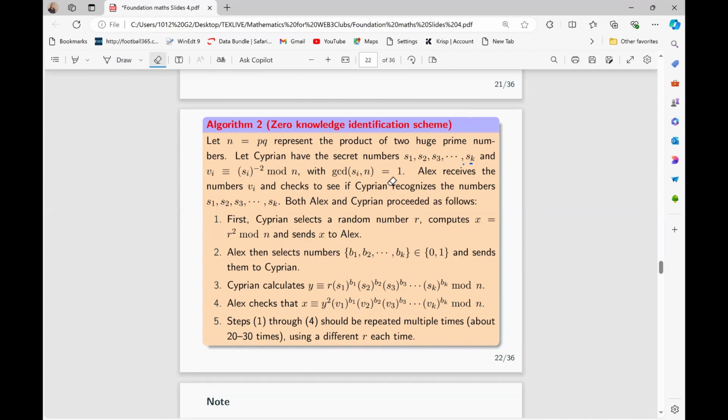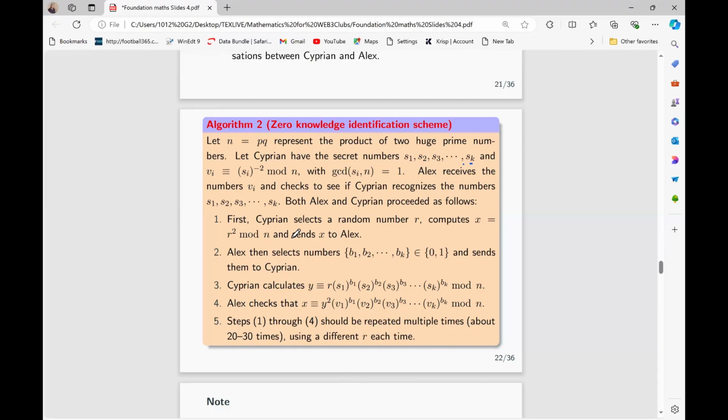So in this algorithm, we have two large prime numbers, and the witness is S1, S2, S3, all the way up to SK. And the other witness is this, mod N. And how was SI chosen? SI was chosen, just like in the previous examples, so that it's relatively prime to N. Okay, this is the witness. This is the only witness.